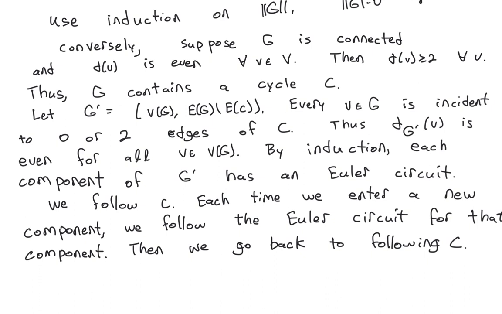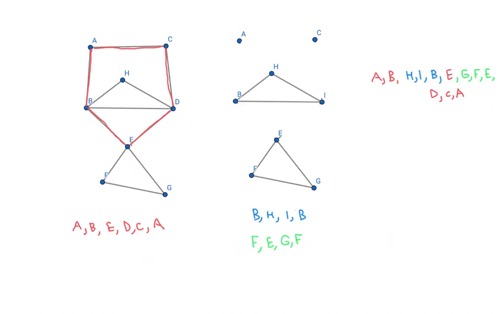Unfortunately, we can't guarantee that the graph is connected. But what we can do is apply this induction hypothesis to each of the components of G prime. So in each component of G prime, the vertices have even degree and the components are connected. And so by induction, each component has an Euler circuit. Then the argument is to start by following the cycle you started with, and then each time you enter a new component, you follow the Euler circuit that you know exists for that component. And then once you've finished that circuit, you go back to following C. I'll illustrate that step in the proof with an example.